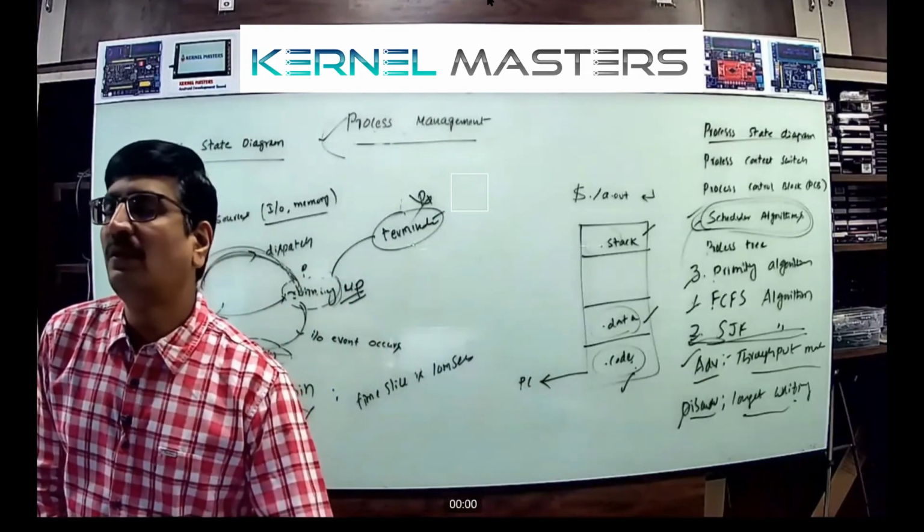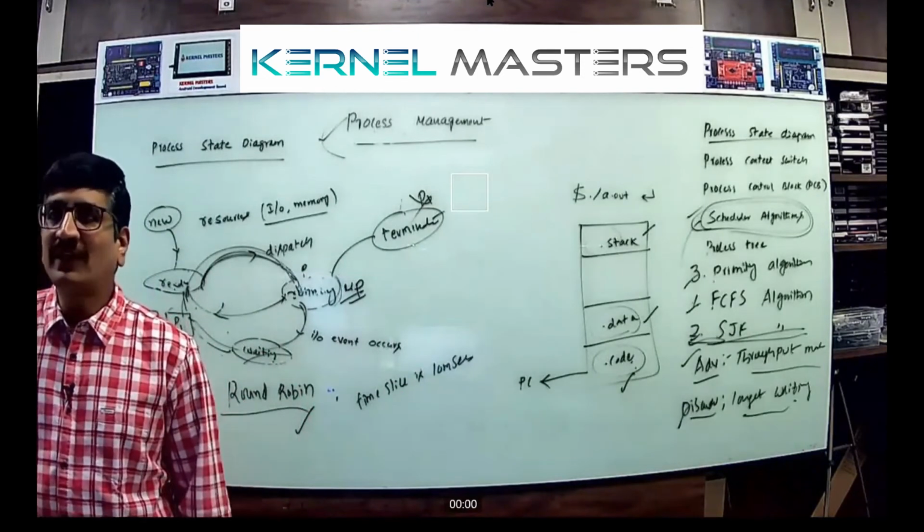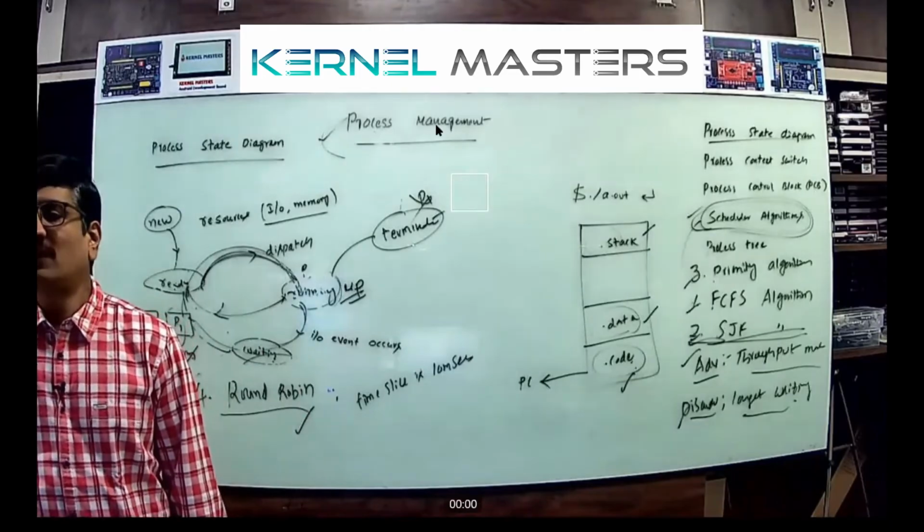So round robin is better compared to the remaining algorithms. The time slice can be allocated properly, because everyone should be in progress mode, running mode. It's always better to run.